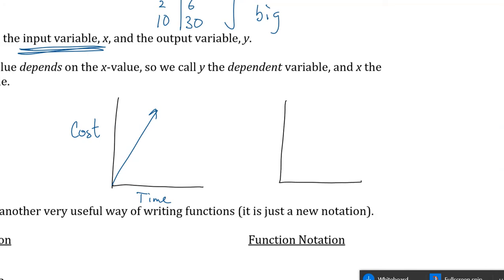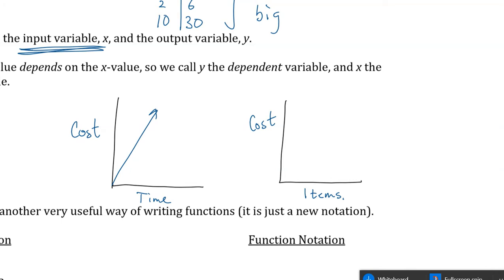So last one, I'm going to keep cost, but I'm going to change this to items. What does that mean? Well, if I go to the store and I buy 2 cookies, it's going to cost me $2. If I buy 3 cookies, it'll cost me $3. If I buy 10 cookies, it'll cost me $10. So the cost depends on how many items I'm buying. It doesn't depend on time. It depends on the number of items at the grocery store.